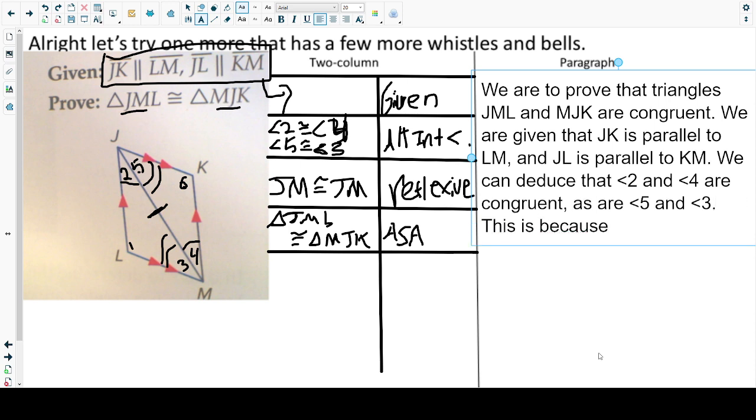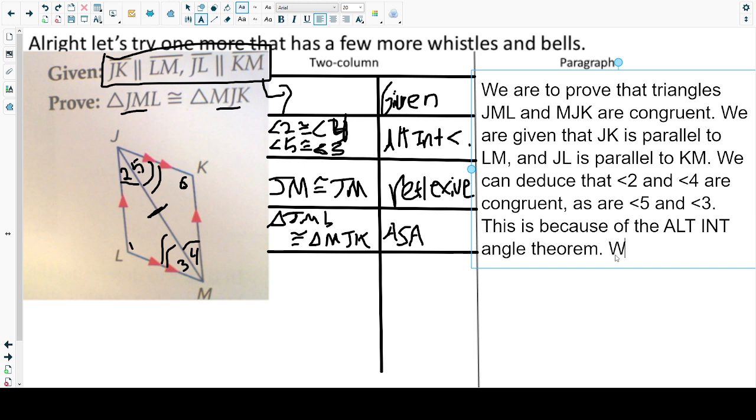This is because of the alternate. I'll put a little bit of abbreviation here. We'll say alternate interior angle theorem. Again, what do we know? Angle 2 and 4 and 5 and 3 are congruent. Why do we know that? Because of the alternate interior angle theorem. You can also say because they make alternate interior angles, and we know that those are congruent by the alternate interior angle theorem. Again, you can kind of say what the theorem says itself if you don't remember what the overall name for the theorem is.